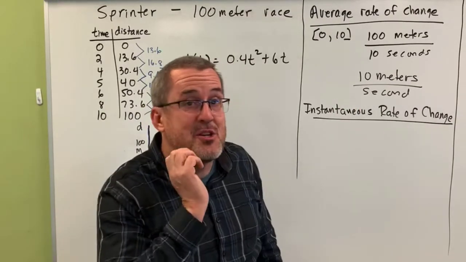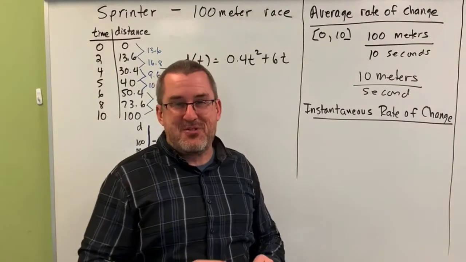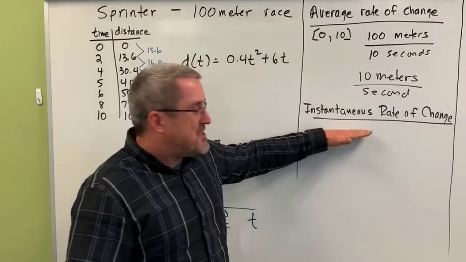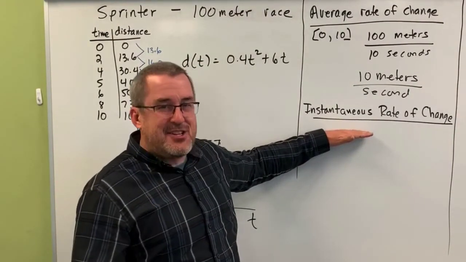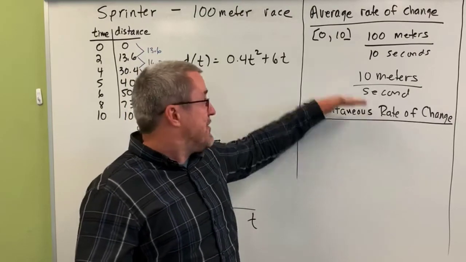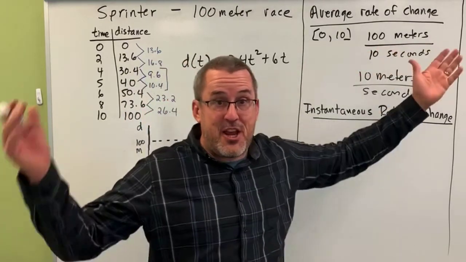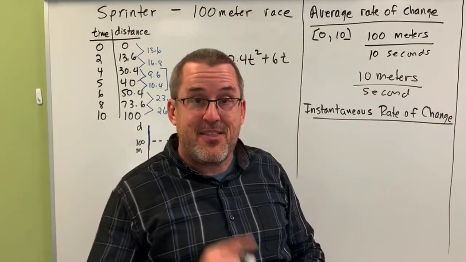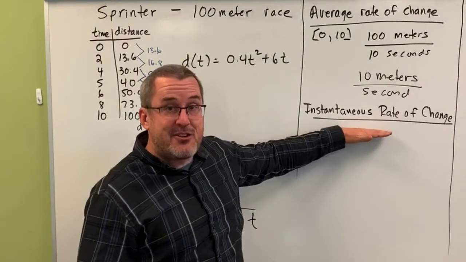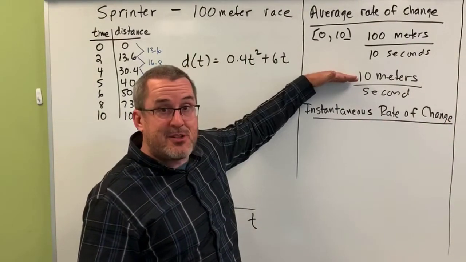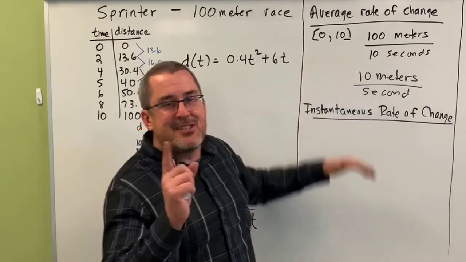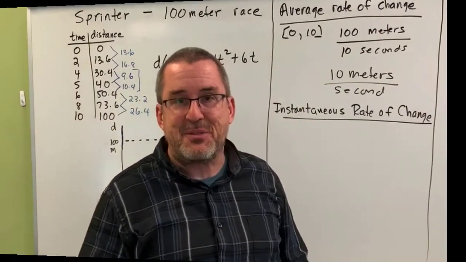Now, here's the intuition I'd like you to dwell on as we go through this video. Does the runner have an instantaneous rate of change that's ever the same as the average rate of change over that entire race? That is, is the runner's instantaneous rate of change ever exactly 10 meters per second? Let's explore that first using Desmos.